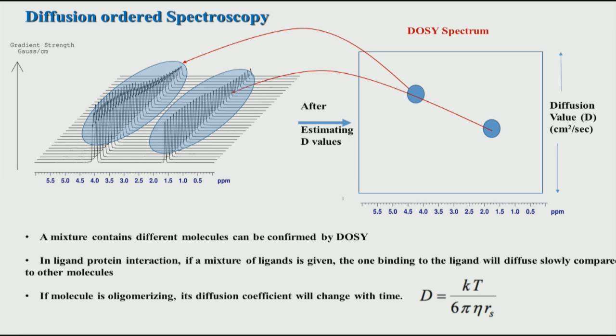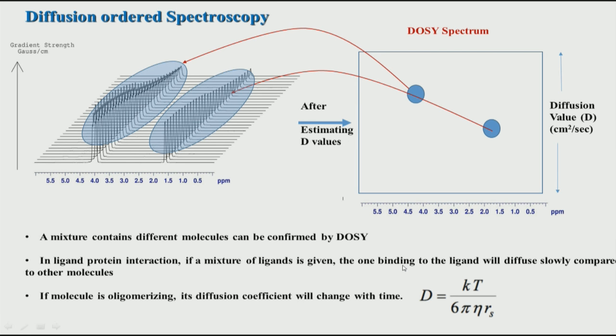So, this is the application of Dosy. Dosy helps you to figure out that the sample may contain a mixture of different molecules, and this can be confirmed by Dosy. And if you are looking at ligand-protein interactions, a mixture of ligands is given to you, and you want to find out in that mixture which ligand binds to the protein.